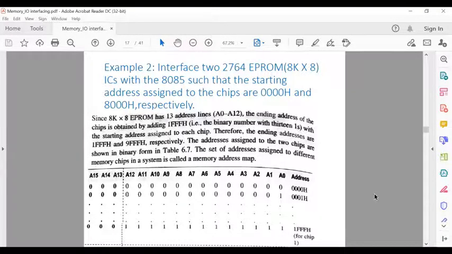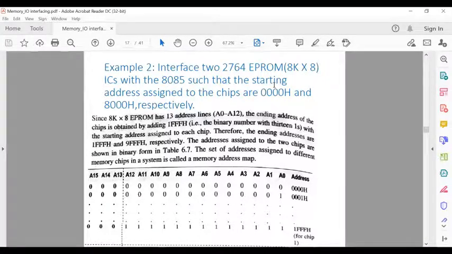Now, if you want to connect any single RAM or EPROM chip with 8085, you can use the logic gates. But if you need to connect more than one device with one such microprocessor IC, here you need to connect two EPROM ICs. So in that case, if there is more than one memory IC, it is better to consider the decoder IC to design such an interfacing diagram.